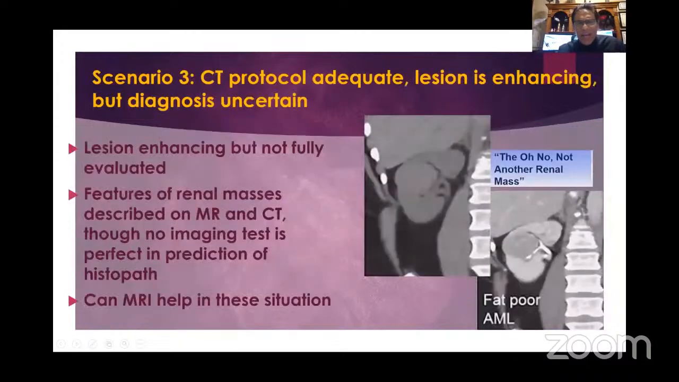Scenario number 3: what if the CT protocol is adequate? The lesion is enhancing, but the diagnosis is uncertain. So in this case, the lesion is not fully evaluated with CT scan. For example, this patient had a fat-poor AML, but based on multiple sequences, enhancement pattern, diffusion-weighted images, as well as in and out of phase images, MR can characterize many of these lesions.